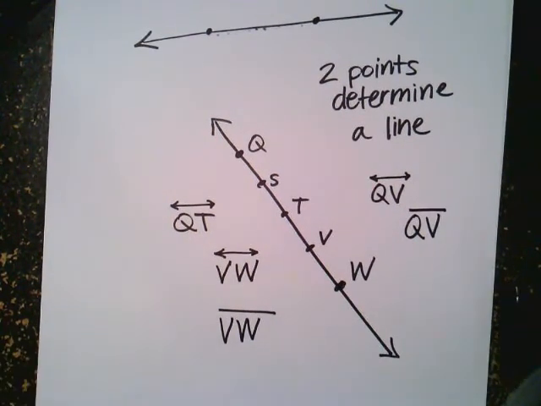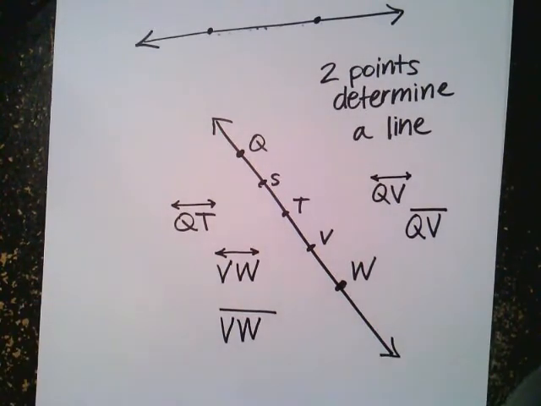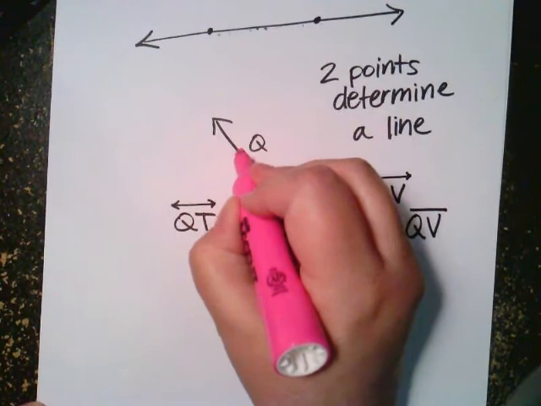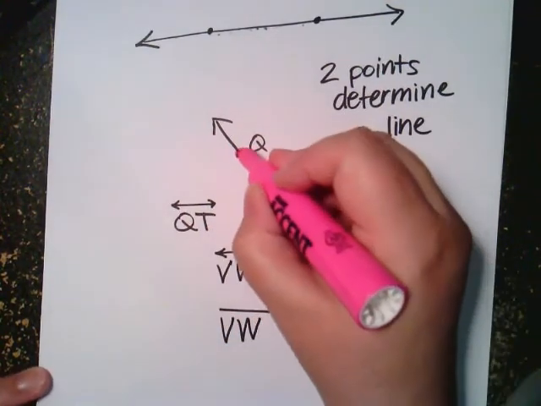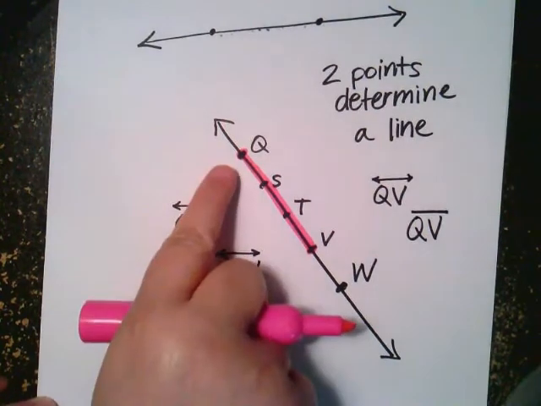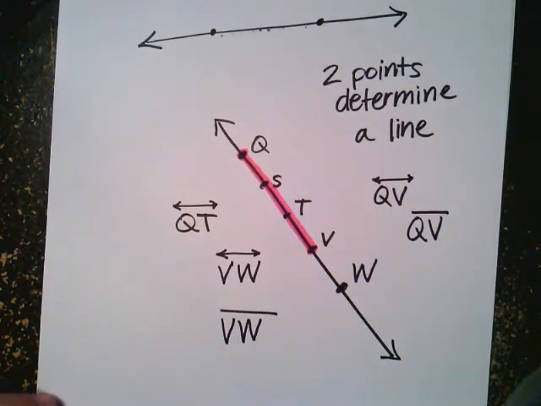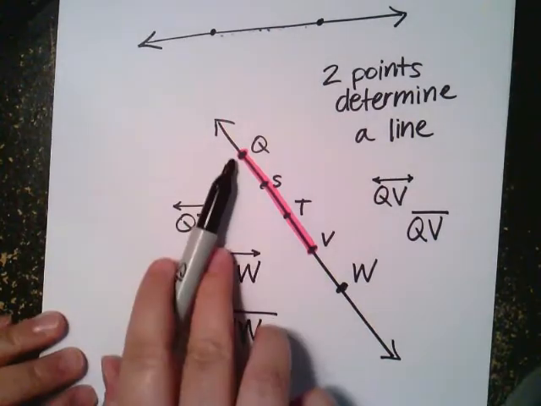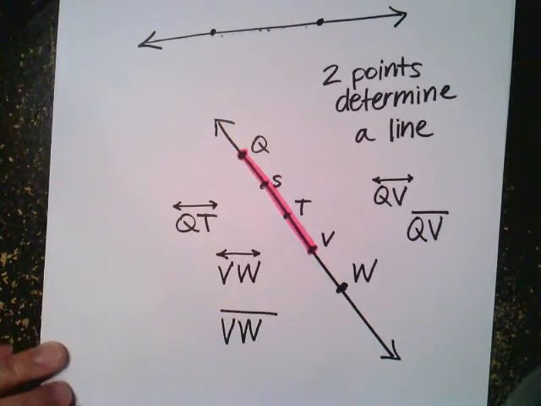A line segment is a piece of a line. It's basically those 2 endpoints, Q and V, and all the points that lie between them on that line. So this pink portion that I just highlighted is segment QV. So a segment is a finite piece of a line. Finite meaning it ends on both sides. Finite is the opposite of infinite. Okay, so finite means it ends. So we have just a little piece of a line.